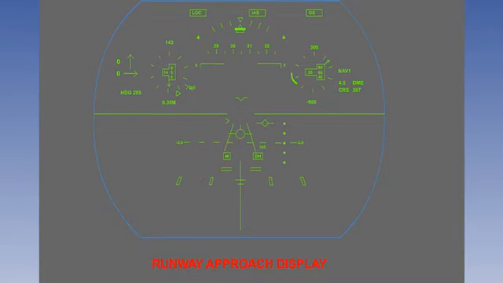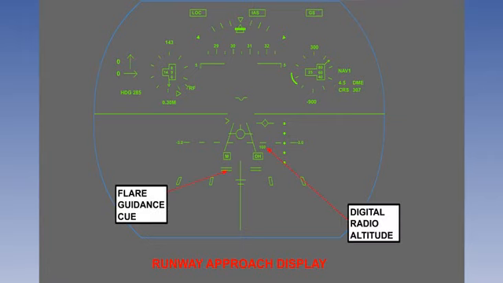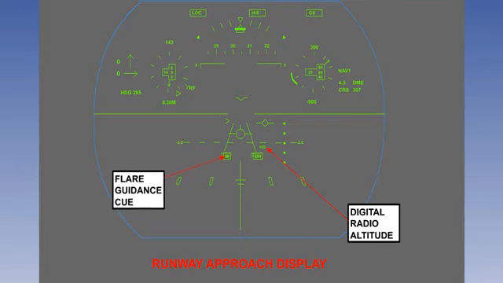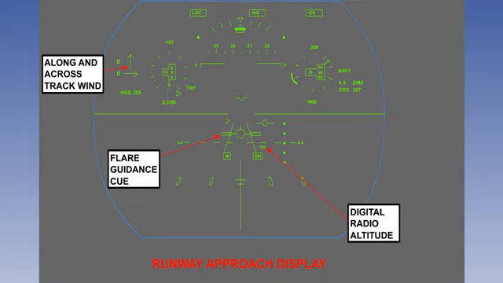The airport symbol changes to a runway symbol as the aircraft descends through 325 feet. And below 100 feet on the radio altimeter, a flare guidance cue becomes active. This moves up to the flight path vector from below until the wings of the aircraft symbol fit in between the two bars. Along and across track wind vectors can be shown. This is particularly useful during landing and takeoff.